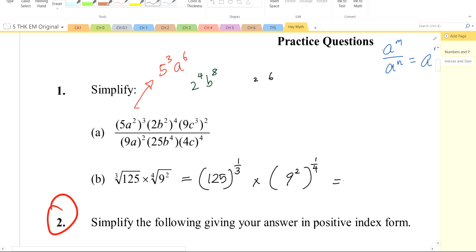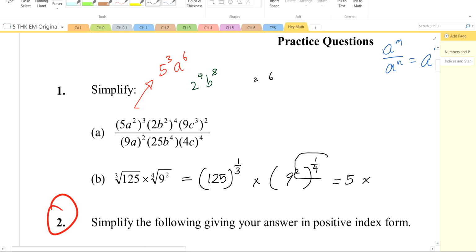Okay. Some things we can use our calculator to find out. For example, 125 to the power of 1/3, what is that? Cube root of 125. If you don't know, use your calculator. 5. Okay, multiplied by 9 squared to the power of 1/4. How much is 9 squared to the power of 1/4?